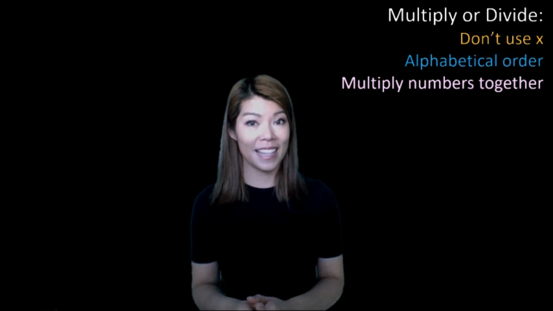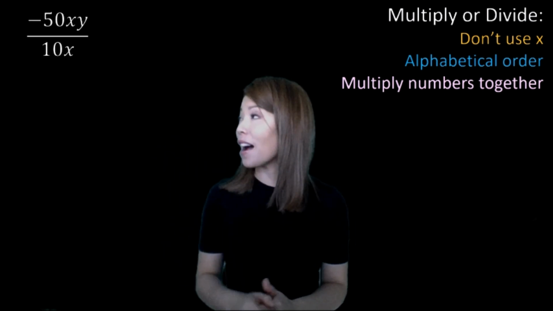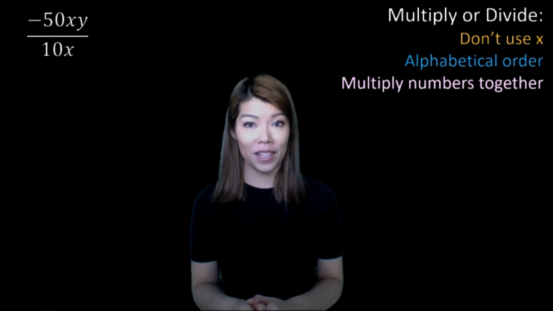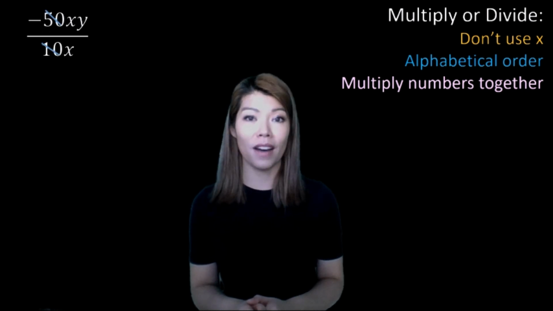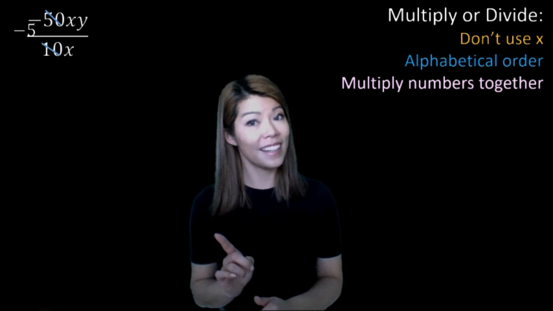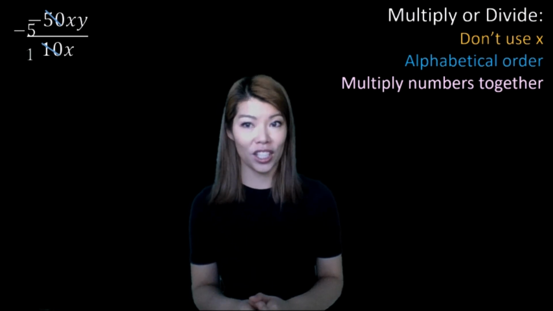Let's do a division example. So negative 50xy over 10x. First, we do the numbers. So negative 50 and 10 can simplify by dividing by 10. Negative 50 divided by 10 is negative 5. Don't forget the negative. And 10 divided by 10 is just 1.